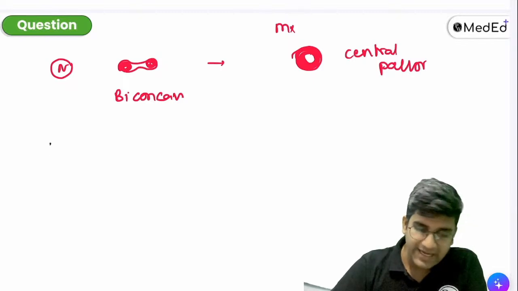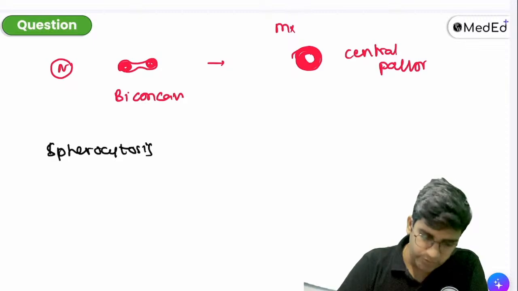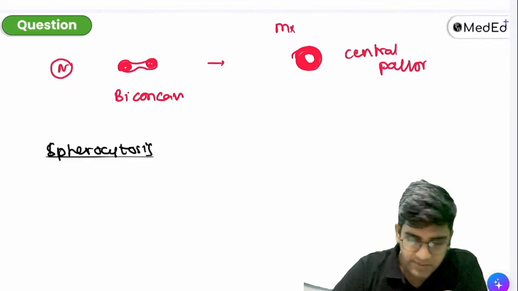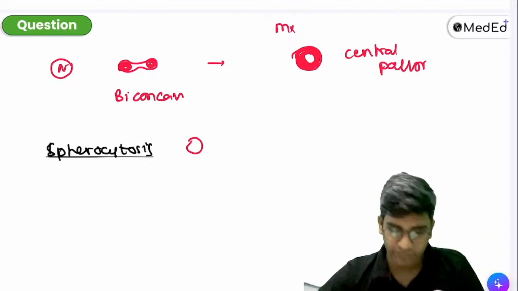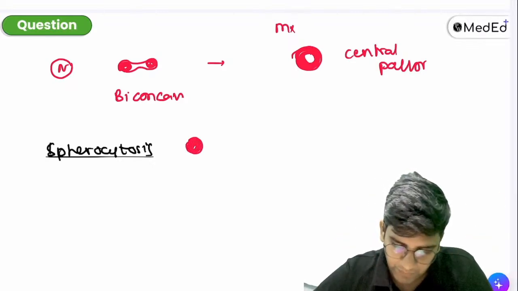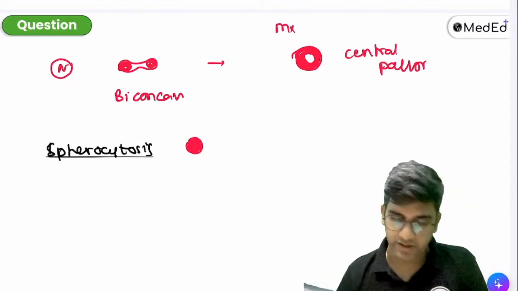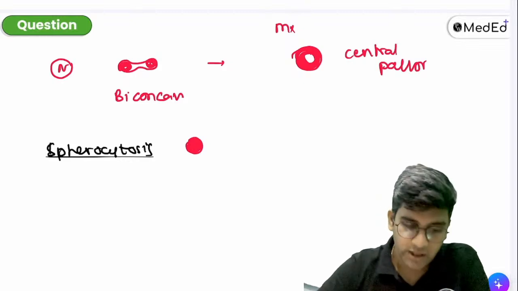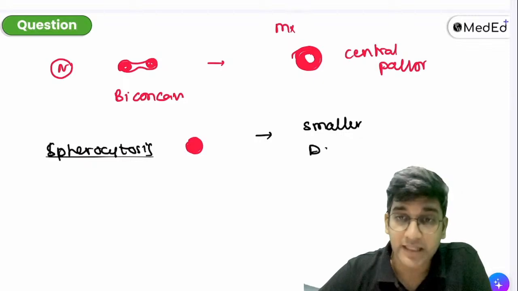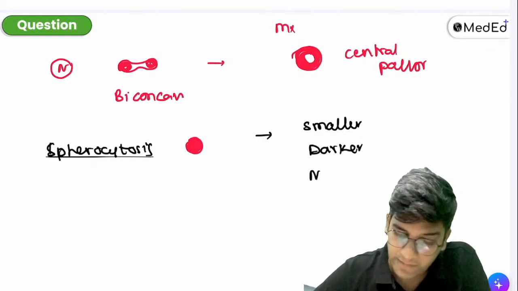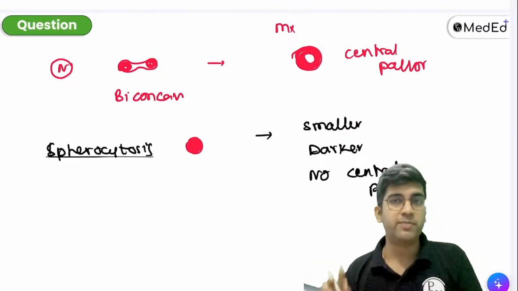Now let's say I have a disease, spherocytosis. In spherocytosis, as the name says, the RBC becomes spherical, becomes round. So can I say hemoglobin will be uniform here? It will be uniform. So will there be a central pallor? When I see from the top also, I will not see a central pallor. So how do I identify spherocytosis? They are smaller RBCs, they are darker RBCs, and there will be no central pallor. So that's the first step in this diagnosis, right?